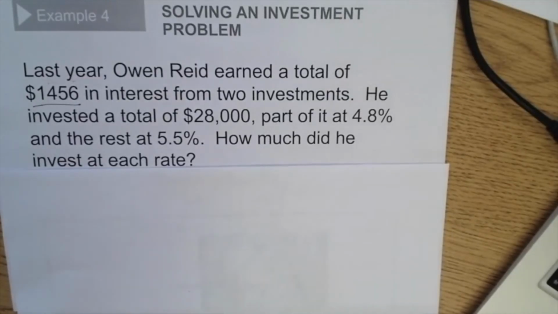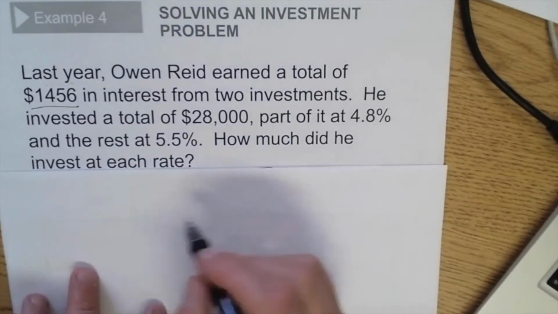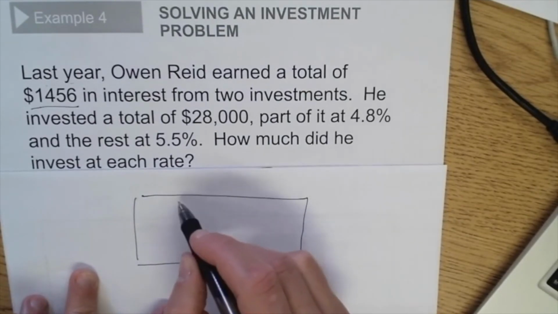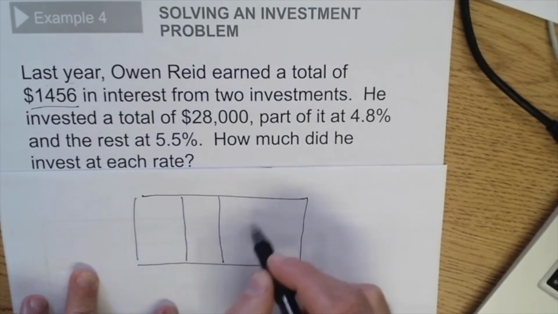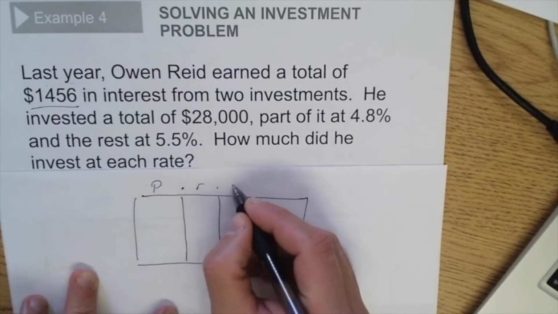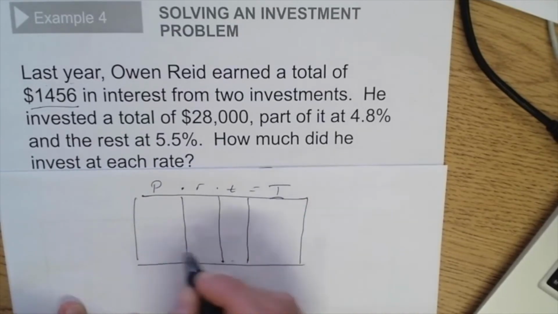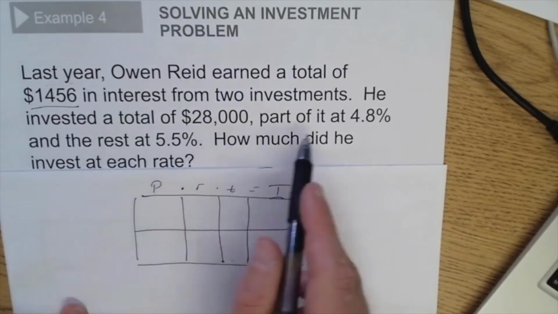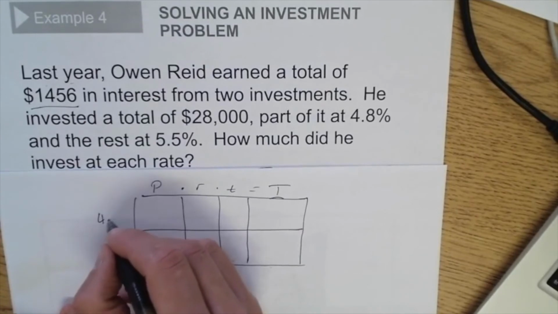All right, so in this video, I'm just going to go through one additional investment problem. Okay, so as we do the investment problems, we set up our chart. We have 4 columns: principal, rate, time, and interest. Principal times rate times time equals interest. Then we have 2 rows, 1 row for each investment. So in this case, the 2 investments are just named by the percent.